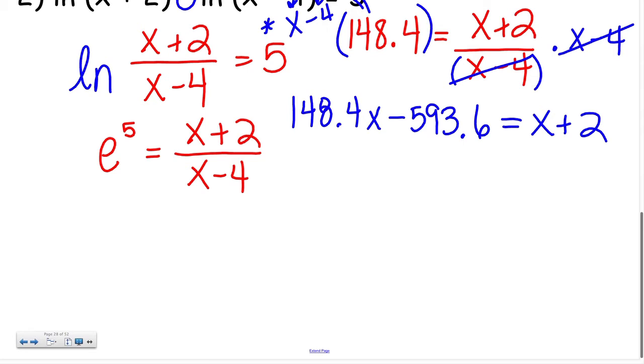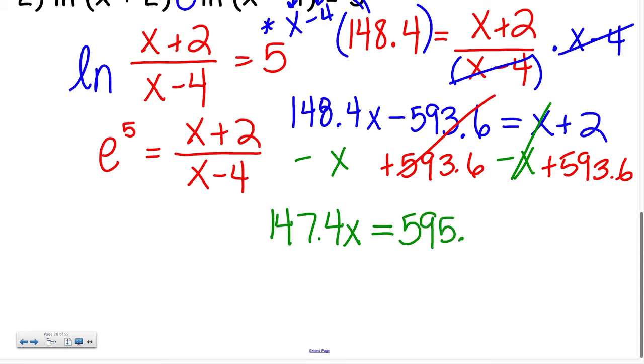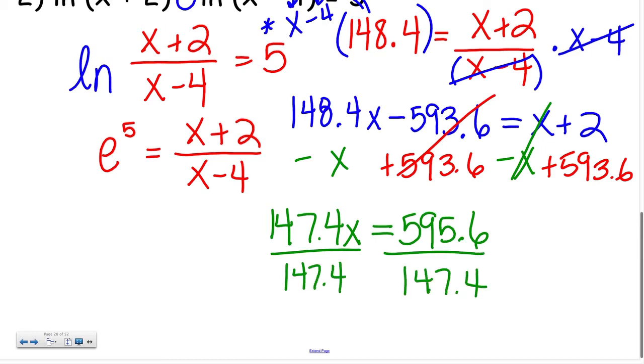So I'm going to add 593.6 to both sides to get x all by itself. And I'm going to subtract this x from that side. So I've got 147.4x equals 1.6. Last step would be to divide. And x is equal to 4.04.